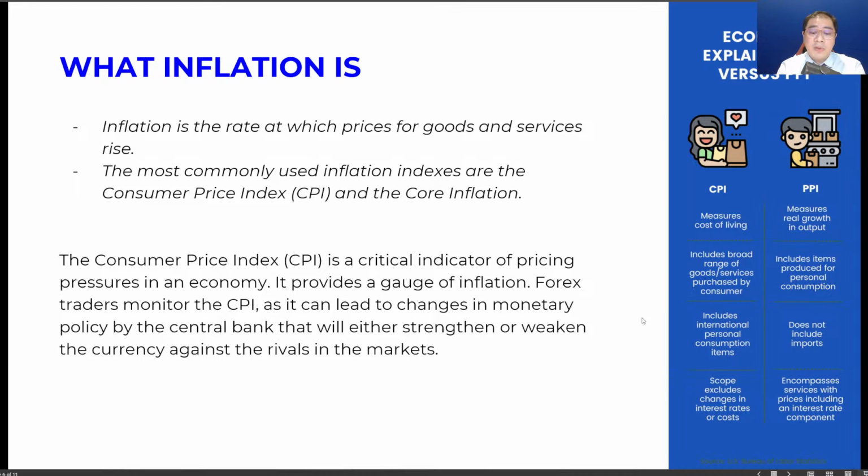So just to put it bluntly, let's make it simple. CPI is what you guys pay for goods and services. The PPI is how much it costs the producers to produce those goods and services that the consumer purchases. So CPI and PPI, two different things.